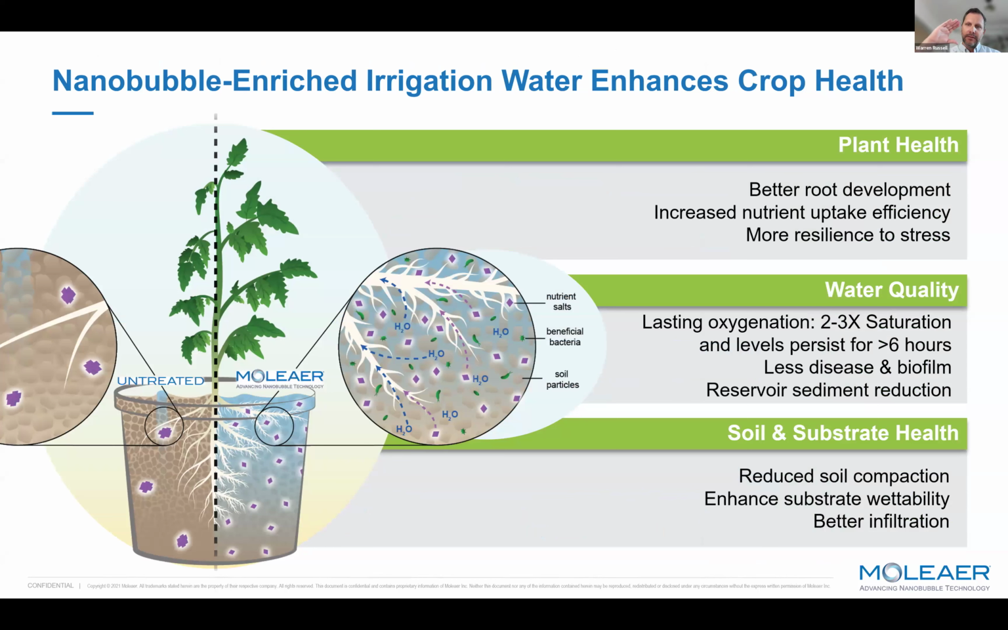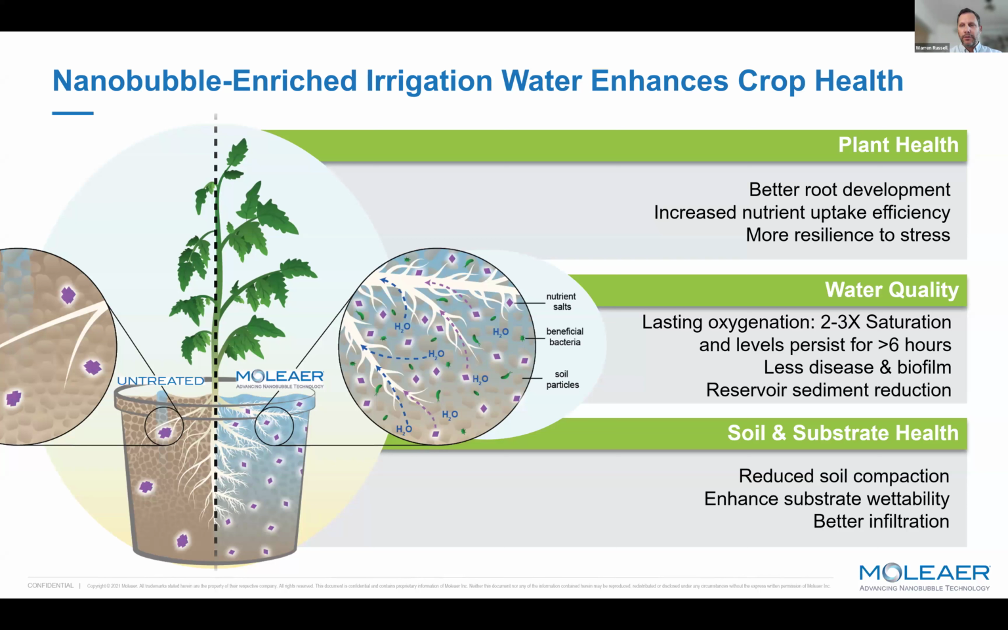But we bucket the technology into 3 different groups. So first and foremost, we start with water quality. How do we use dissolved oxygen and oxidation reduction potential to improve the quality of the water that's going to the plants, that consequently has a direct impact on the health of the roots?